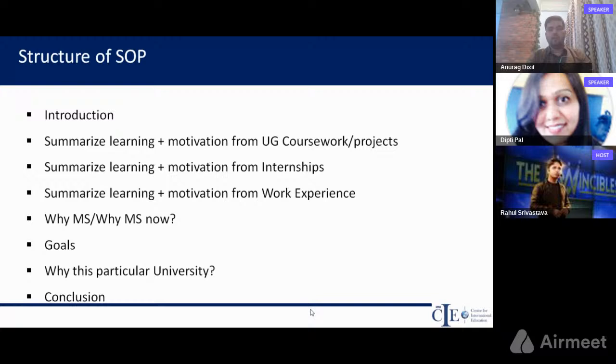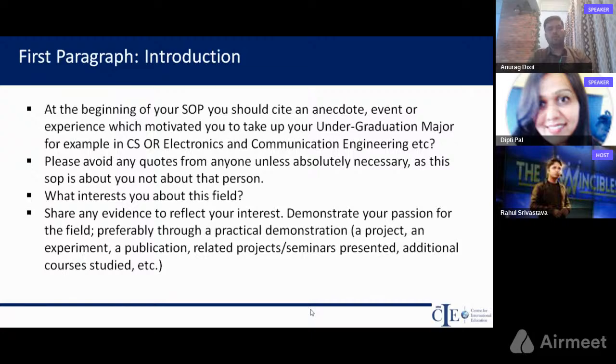And you kind of conclude on that note. So let's understand individual aspects of this structure in depth. The first paragraph, like I said, is the introduction.